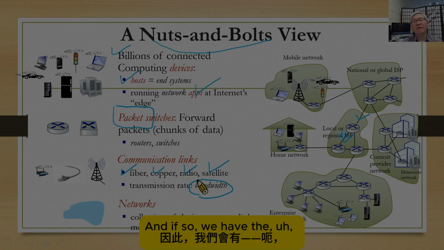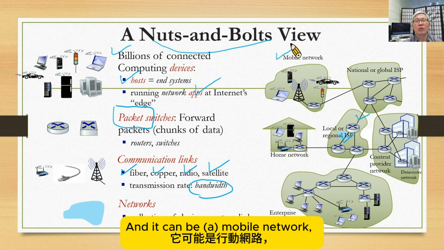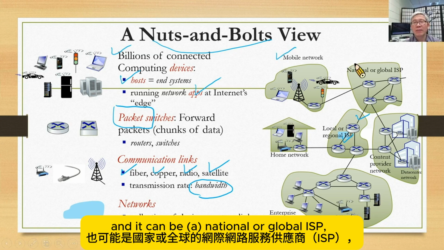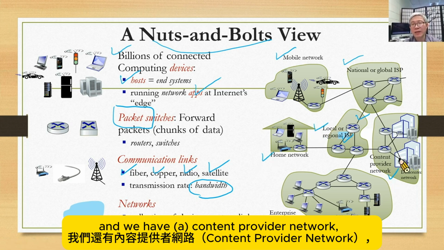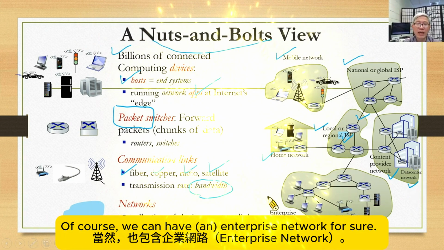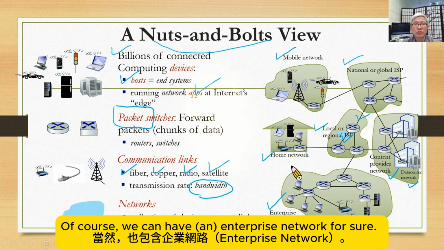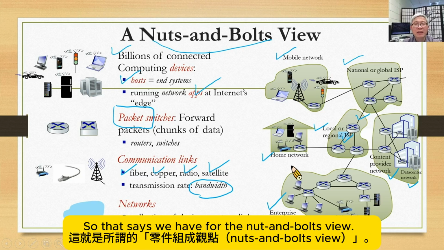And if so, we have the devices, and each device can join different networks. It can be a mobile network, and it can be a national or global ISP, and it can be a local or regional ISP, and we have a content providing network. We have a data center network. Of course, we can have an enterprise network for sure. So up to now, we checked the components within the network. So that says we have the nuts and bolts view.